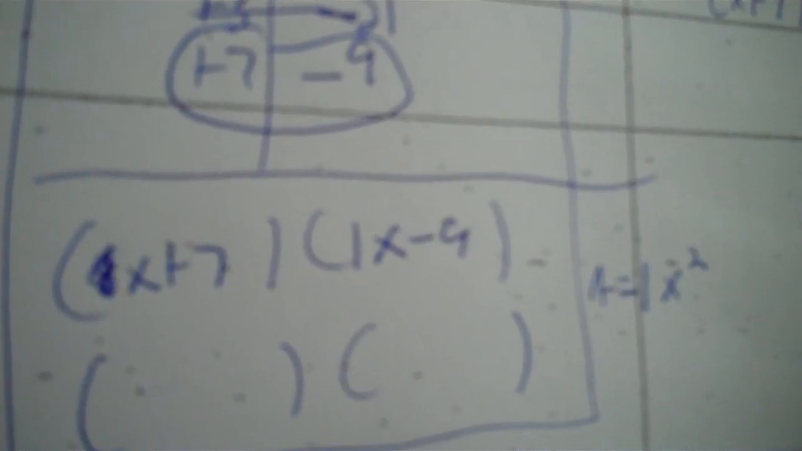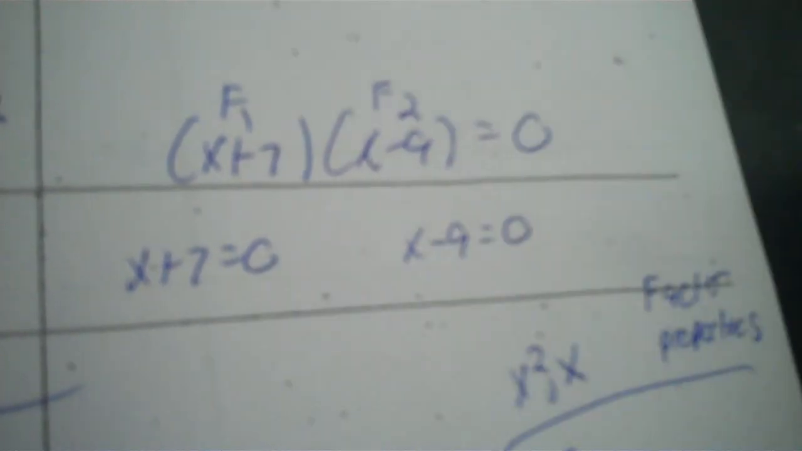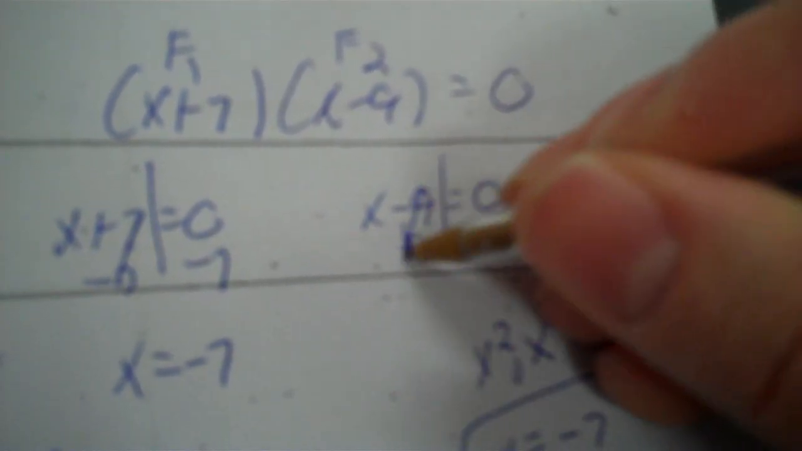You can divide it if you want, but take the 1 off in the end. 1 and 9 divisible by 1. You're more than welcome to divide it by 1 and put it down there, but it's not going to change it. It'll stay 1x minus 9. Okay, and this is F1, this is F2. So x plus 7 could equal 0, or x minus 9 could equal 0. Minus 7, x equals -7. Plus 9, x equals 9. Okay, -7 and 9 are the answers.